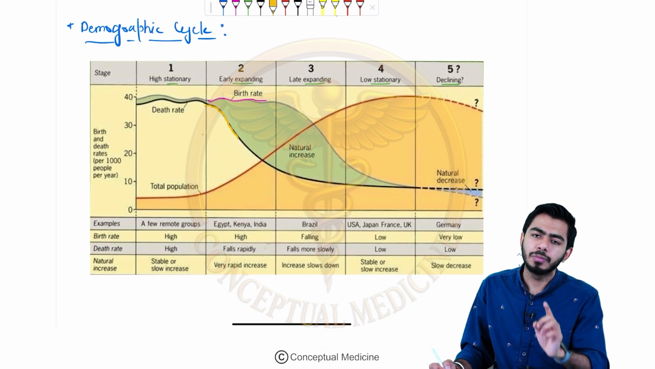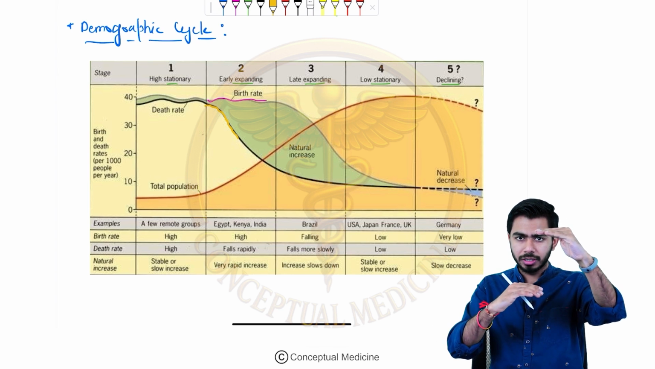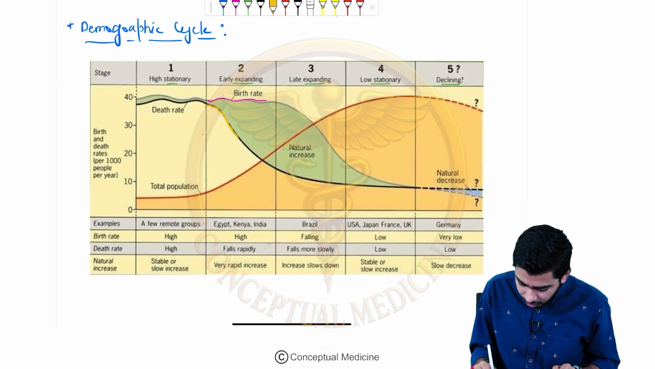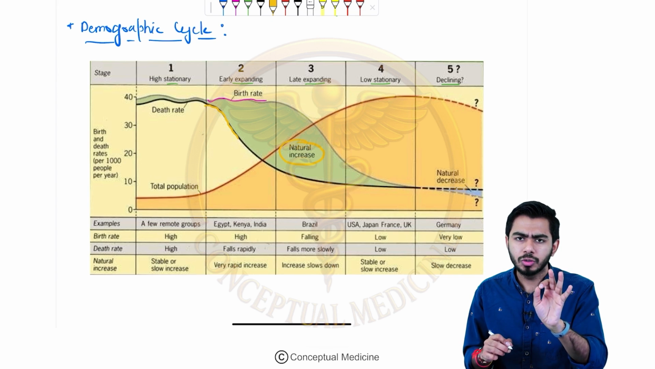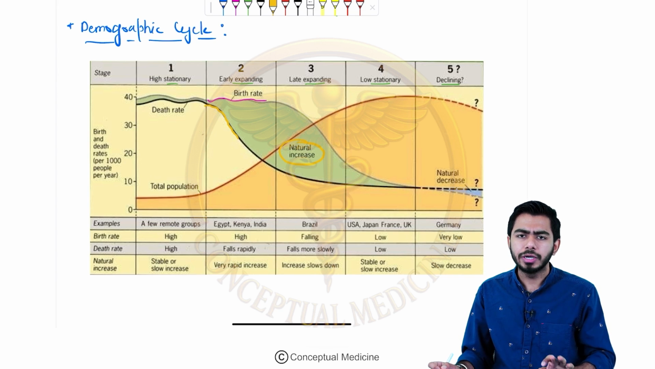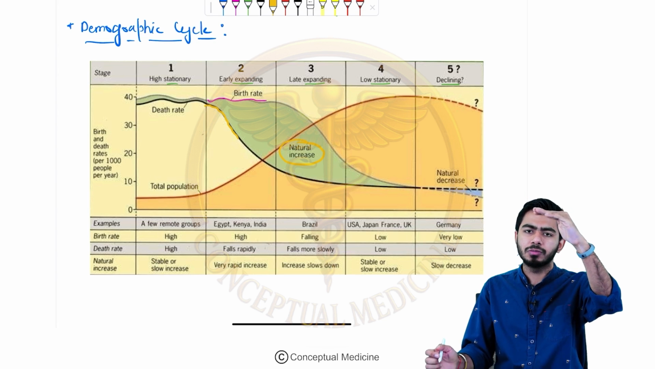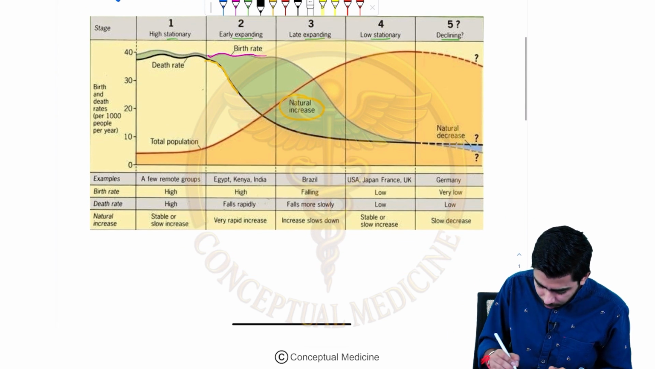And guys, one important thing over here: the gap between the birth rate and the death rate is called the demographic gap, or the natural increase. Natural increase is nothing but the demographic gap. The takeaway point is that natural increase is the demographic gap. What is the demographic gap? It is the difference between the birth rate and the death rate. Shall I write what the demographic gap is?